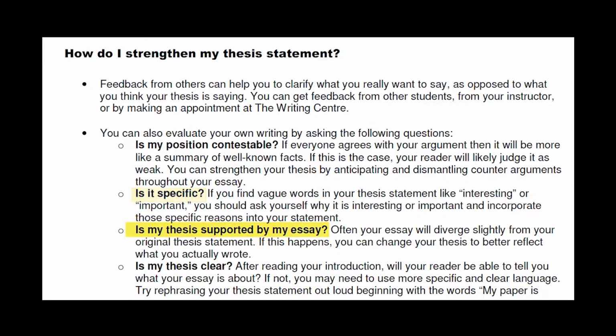Does the thesis support the essay? Often the essay will diverge slightly from the original thesis statement. If this happens, just change it to better reflect what you actually wrote. This is important to the clarity of your paper. Remember, after reading your introduction, your reader should be able to tell what your essay is about. If not, you might need to be more specific. Try rephrasing your thesis statement out loud.